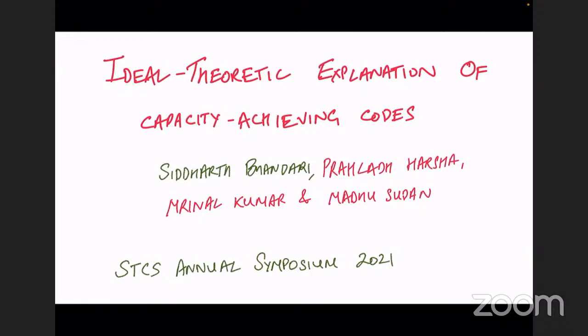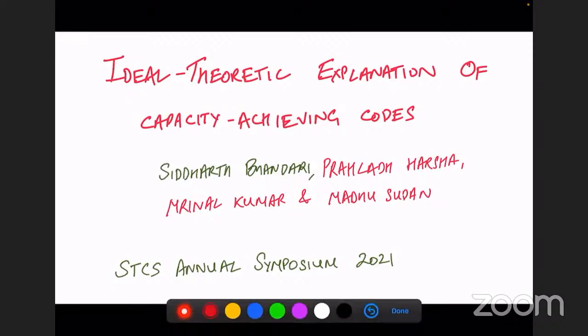Thanks for the introduction. So in this talk, I'm going to describe recent work that I've done with Prahlad, Mrinal, and Madhu, and we are going to give a unifying explanation of codes which achieve the so-called list decoding capacity. So let's begin.